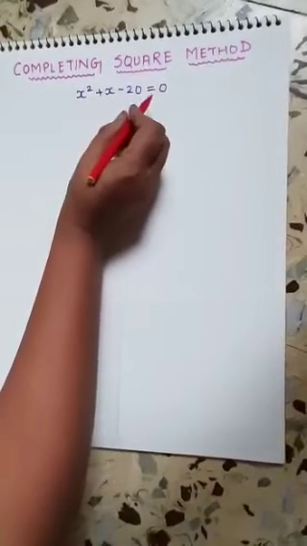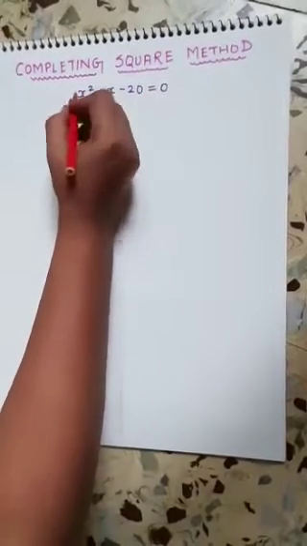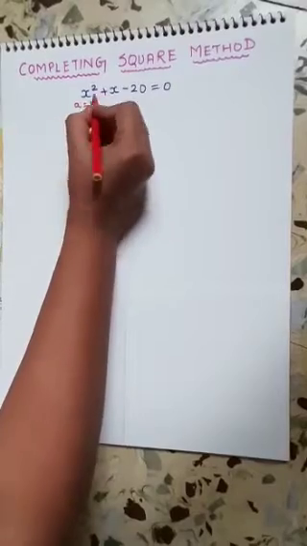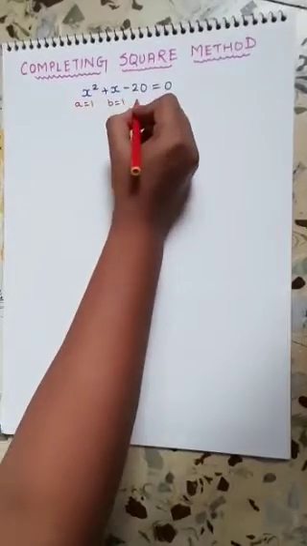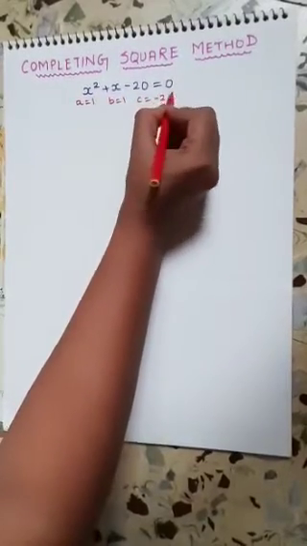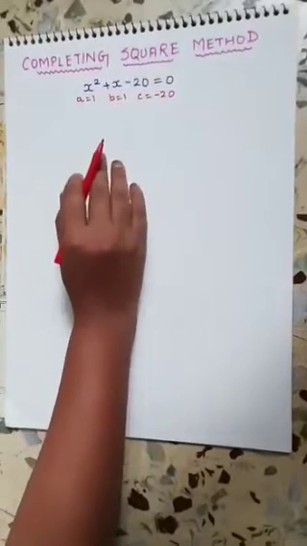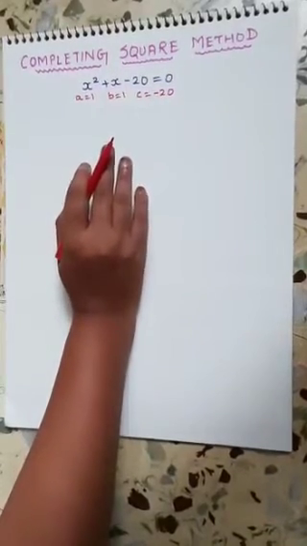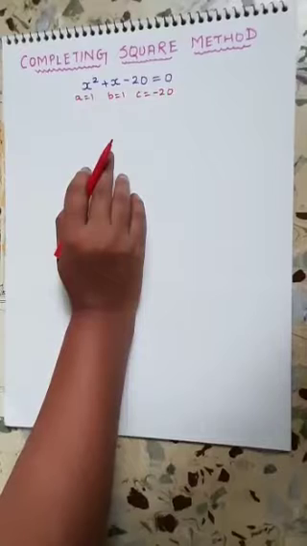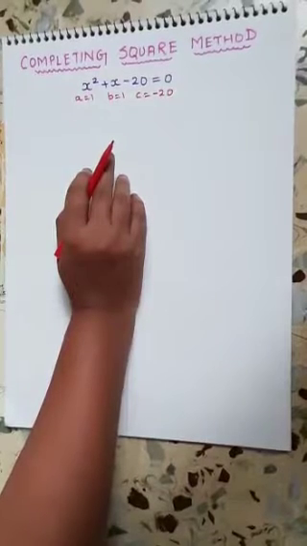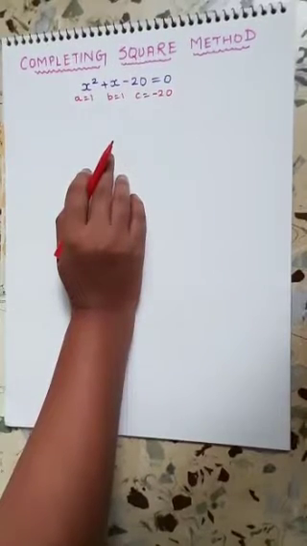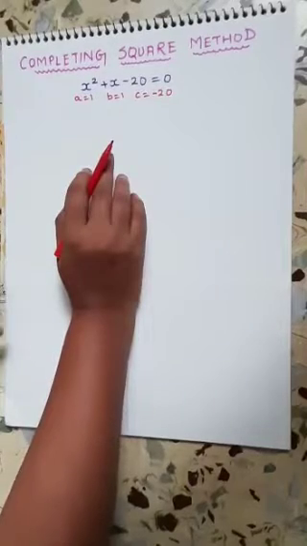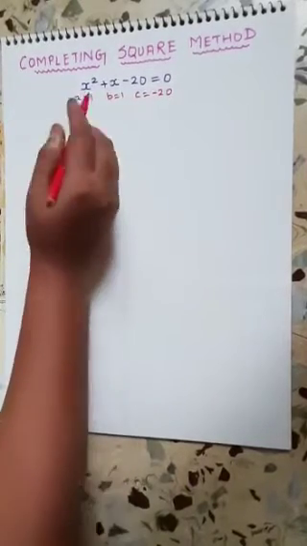First, let's compare the equation with the standard form, where a is equal to 1, b is equal to 1 and c is equal to minus 20. Just follow these steps and you will be able to do it by the completing the square method. For this you require two formulae. First of all, you should know what (a plus b) whole square and (a minus b) whole square are. We should get the equations in the form of (a plus b) whole square or (a minus b) whole square.